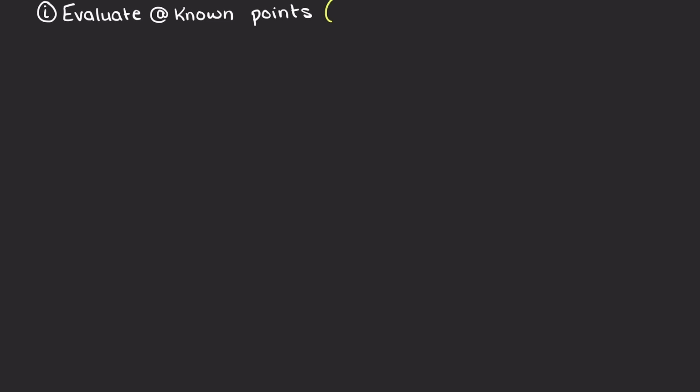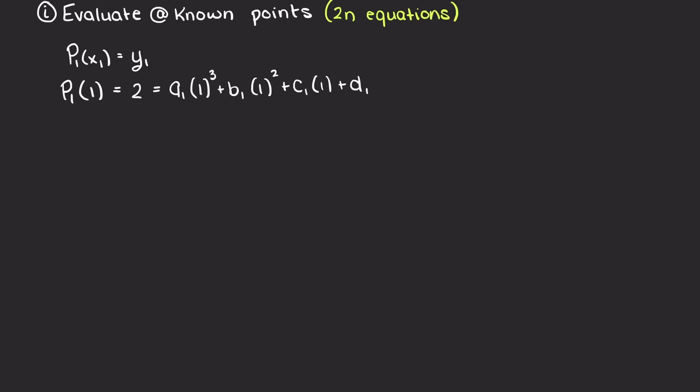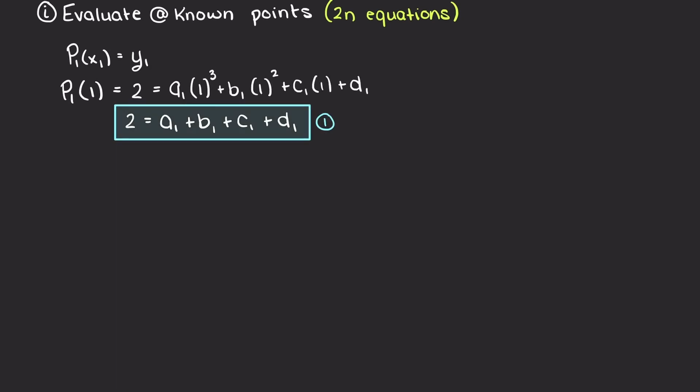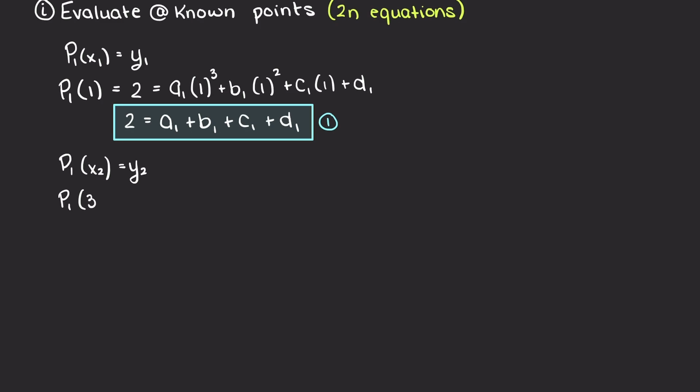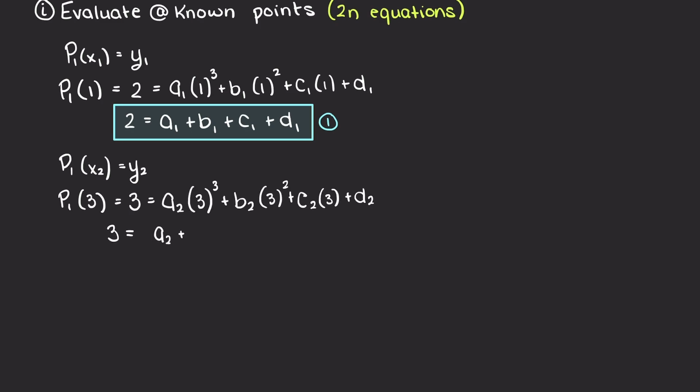So, let's begin by trying to find our 12 equations. As we learned in the previous theory video, we can get 2n equations through evaluating each of our 3 polynomial functions at our known data points. So, let's just go ahead and do that.